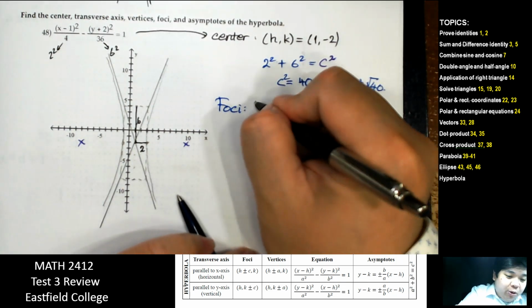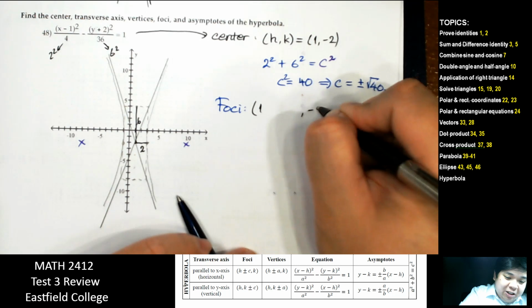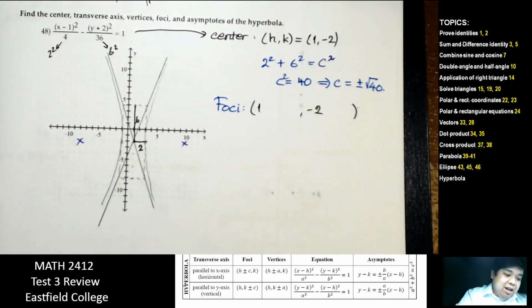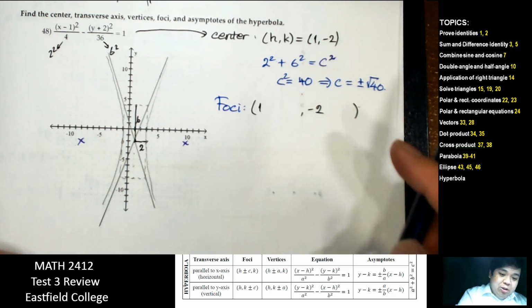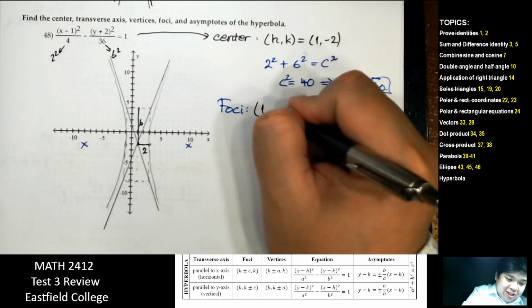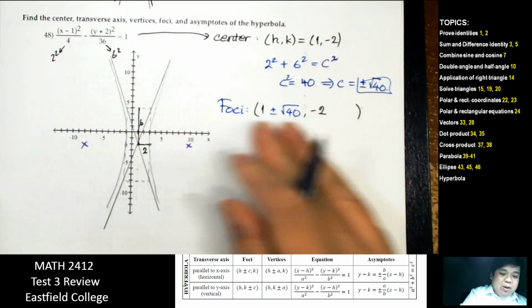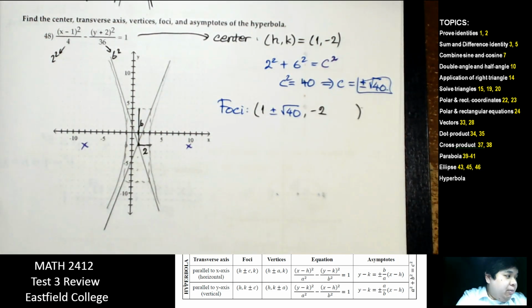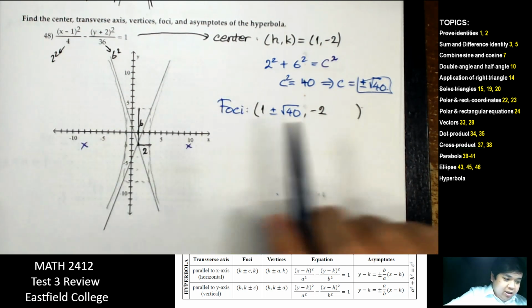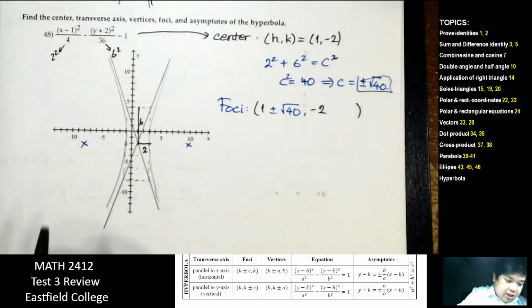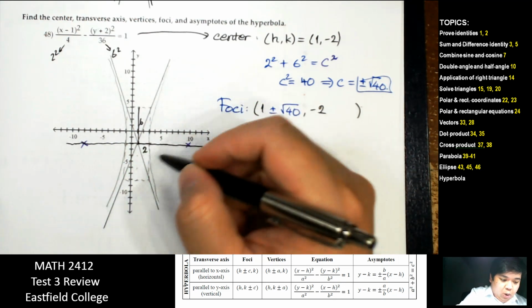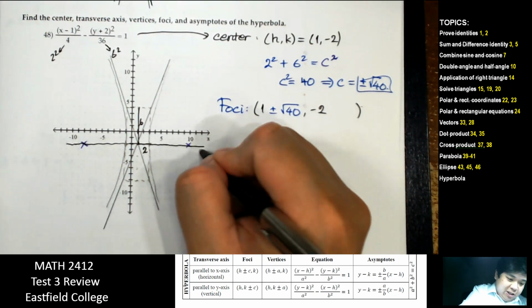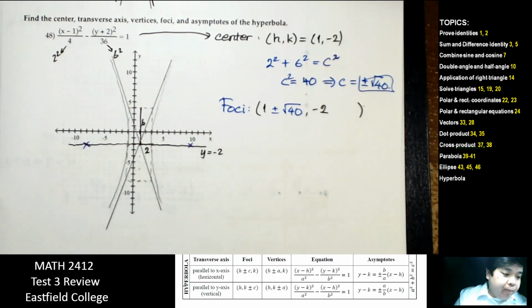Originally we have the point for the center, and then since the foci go left and right, we're going to just put that, and we have the foci. Next, the transverse axis is going to be this. So we say this is going to be y equal to -2, is the transverse axis.